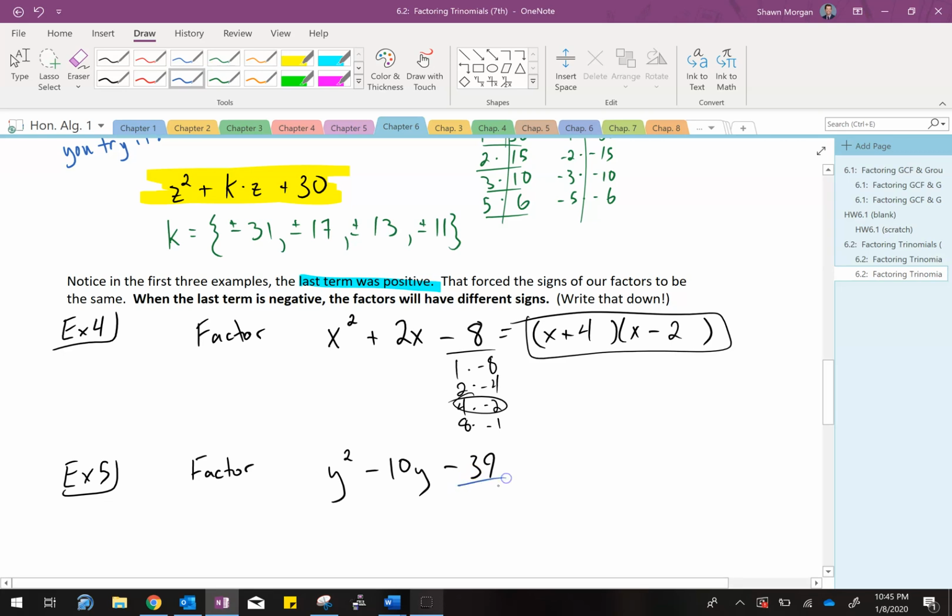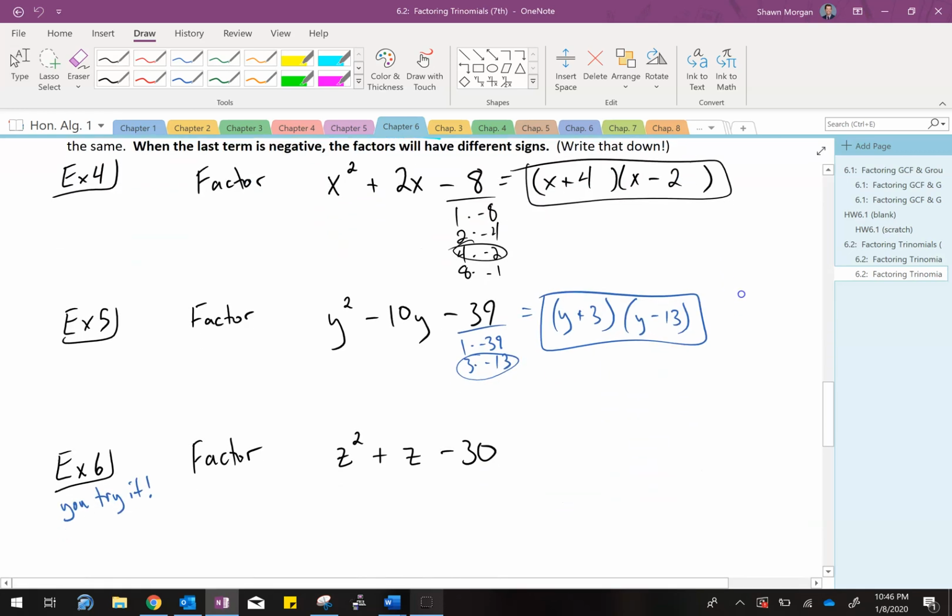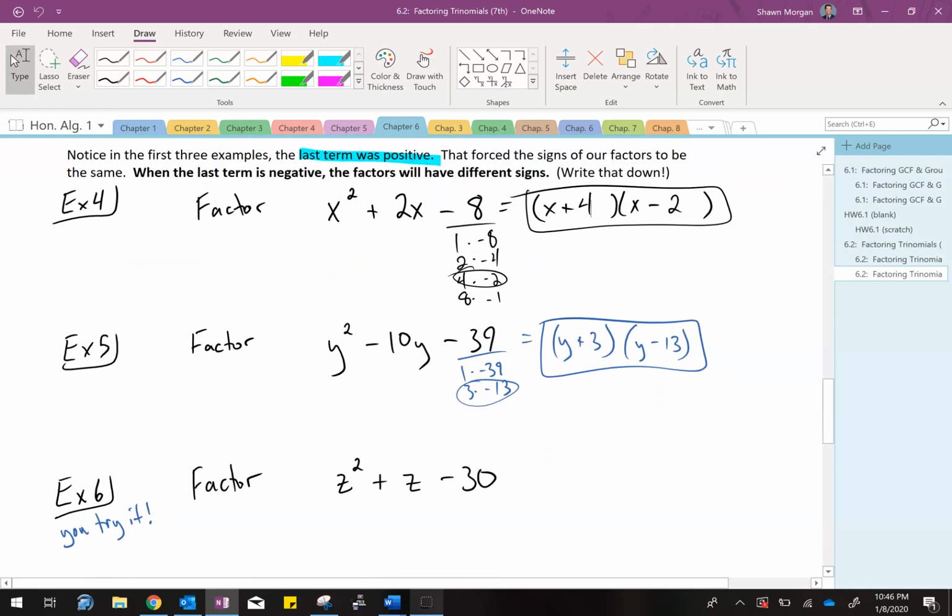With example 5, kind of similar. We've got 39. We could have 1 times negative 39, or 3 times negative 13. Already I notice 3 and negative 13 work. So this one's going to be y plus 3, y minus 13. This type of factoring technique is very straightforward, very basic, and really with just some drill and kill practice, lots of examples, you can get the idea of it. With example 6, pause the video if you're watching at home and go ahead and try it on your own.